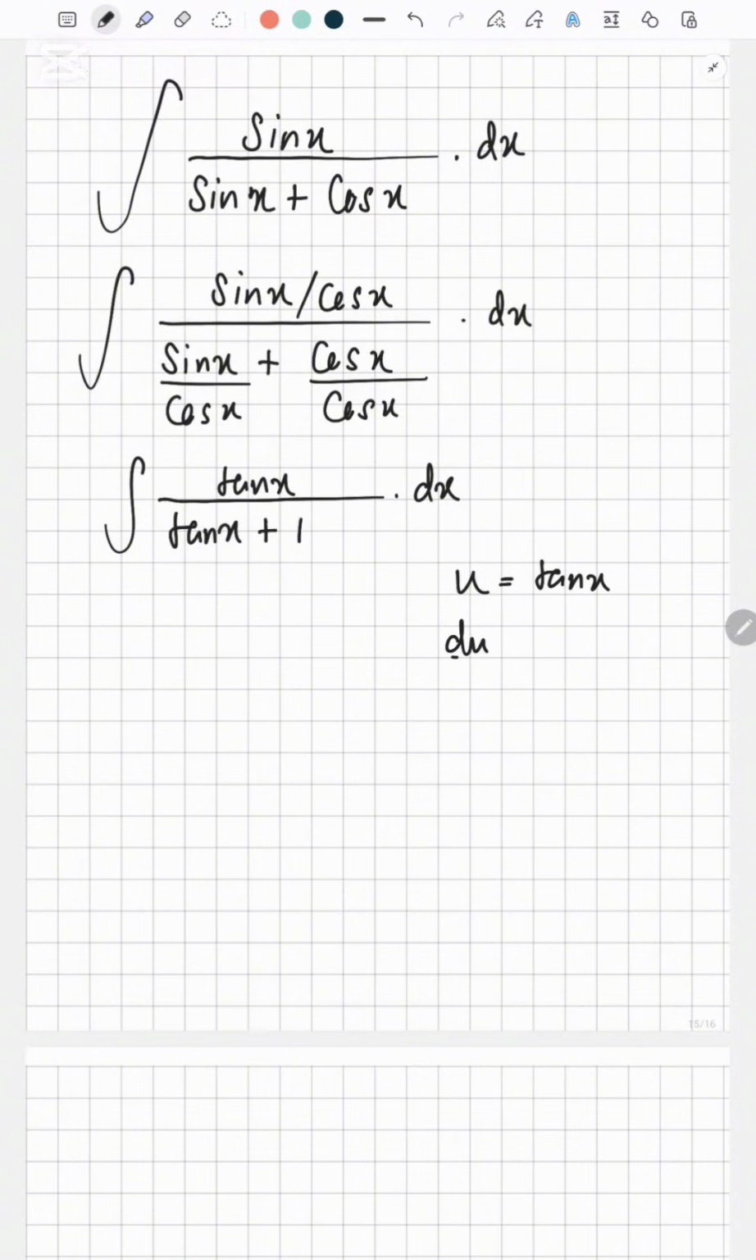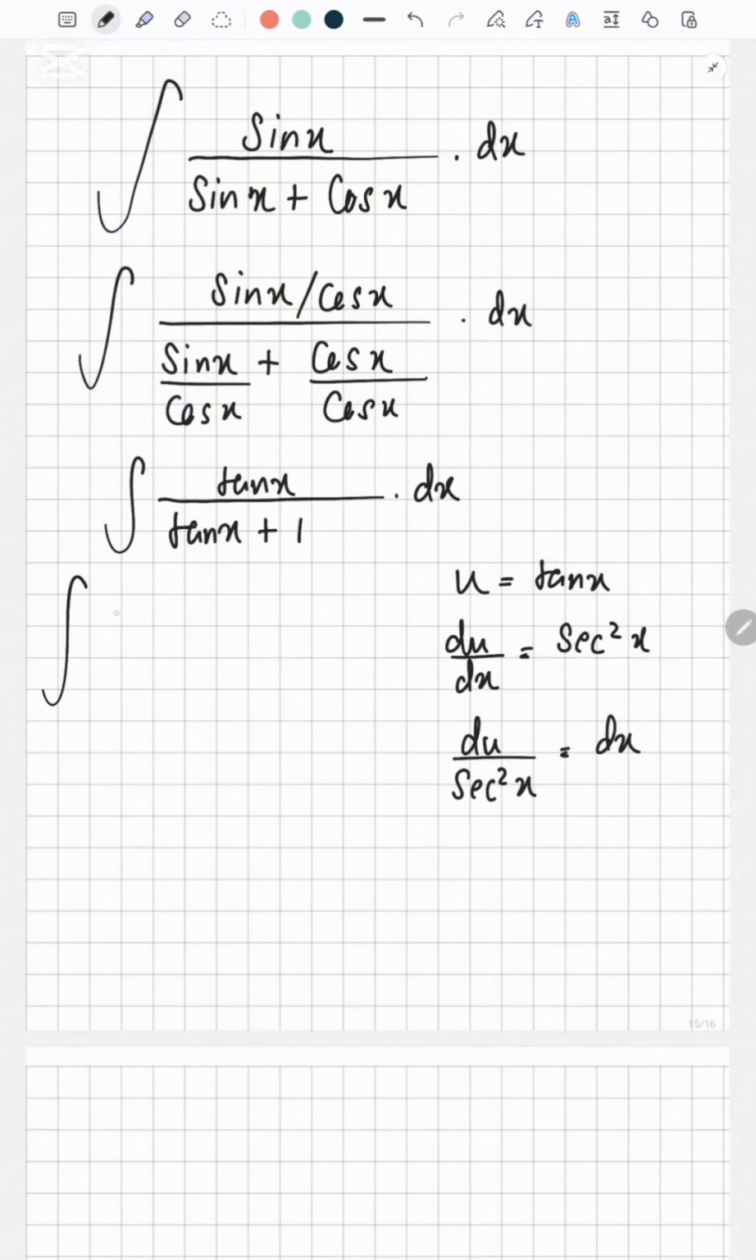So du over dx equals the differentiation of tan x, which is sec squared x, right? We all know this. I've shown this in one of my previous videos. I can drop in the link for that. If you have any doubts with this, please drop that in the comment section, and I can explain how I get that. So now we have to make dx the subject, right? So du over sec squared x equals dx.